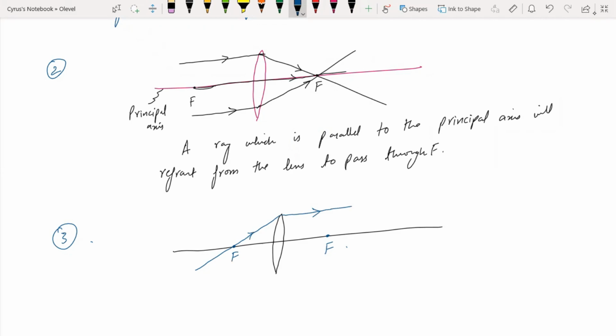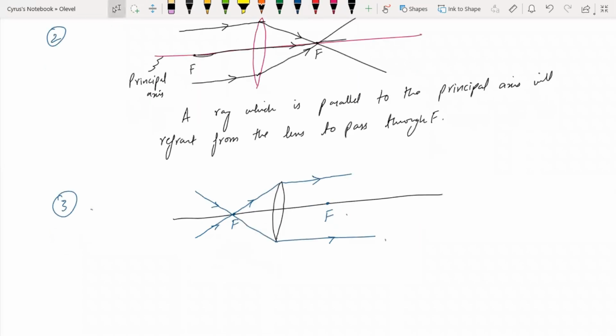This is exactly the opposite case of the second case, meaning it is the reverse. If a ray is passing through f, see, here the ray was passing through the lens into f, and here it passes through f and then goes straight ahead. Is that clear? So what is happening is that the ray is passing like this, and then it is passing parallel to the principal axis. And this is case number 3.